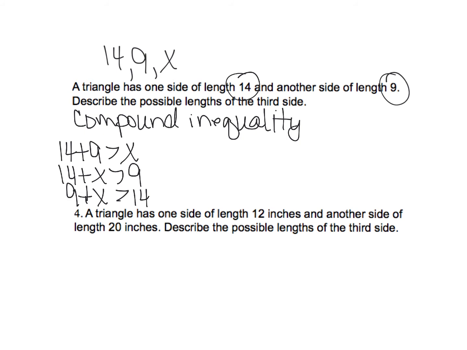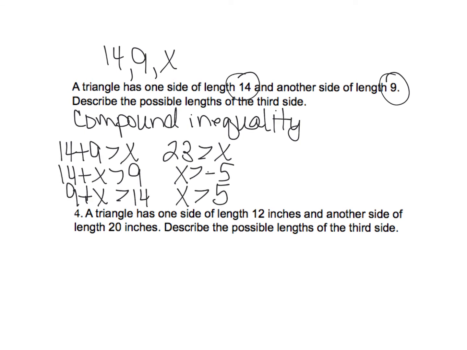So if we just simplify these inequalities, we have 14 plus 9 is 23, which is greater than x. And then if we subtract 14 from both sides, we get x is greater than -5. We'll talk about that in just a second. Then if we subtract 9 from both sides, we get x is greater than 5.